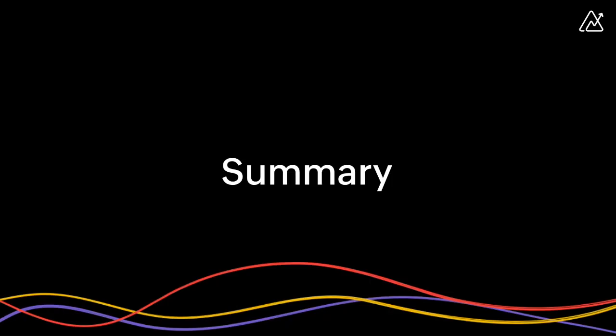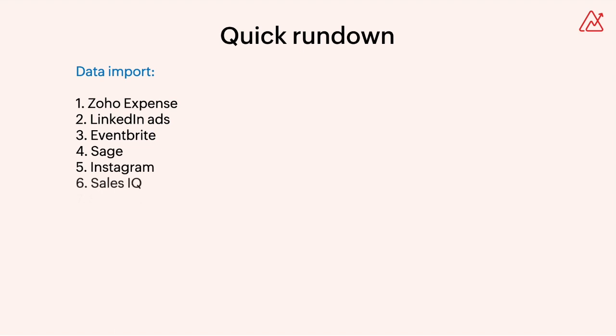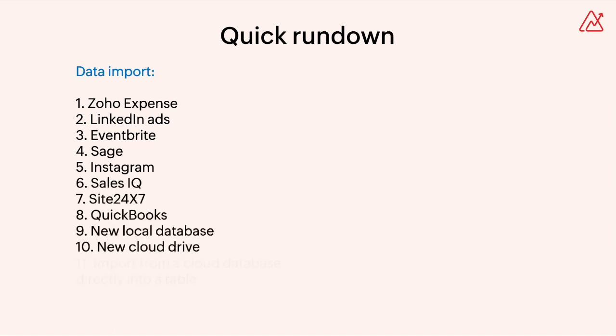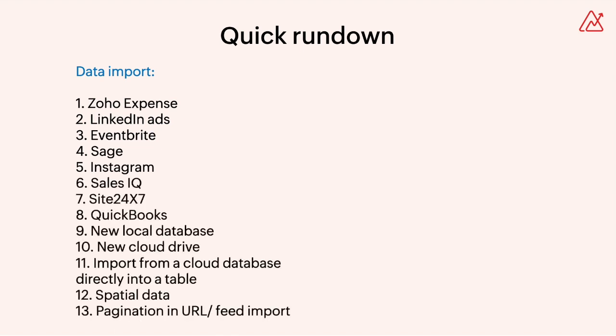All right, folks. So, with that, I'm going to quickly summarize the 40 key features for you. Here's a quick rundown. We got started with data import, where we saw how Zoho Analytics can now integrate with Zoho Expense, LinkedIn Ads, Eventbrite, Sage, Instagram, Sales IQ, Site 24/7. We have a new module supported for QuickBooks integration.